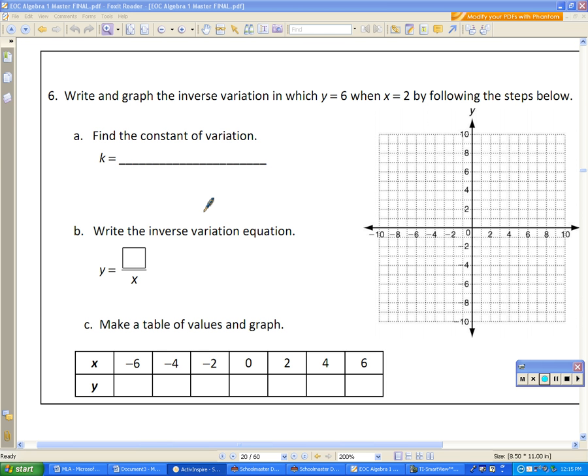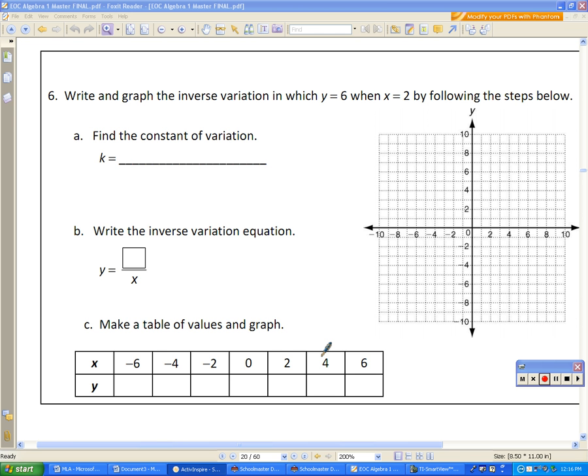So once you know that, it's a really easy question. What does k equal in this case? 12, because 6 times 2 is 12. So k is 12, which means my inverse variation equation looks like that. Okay?